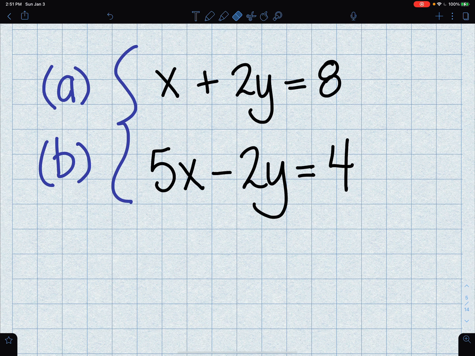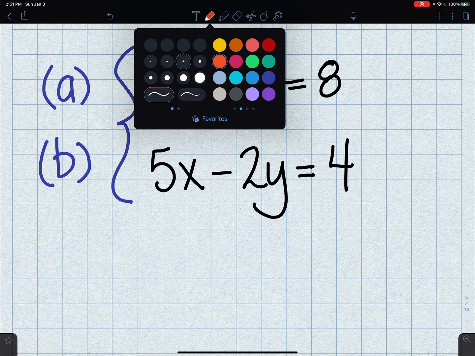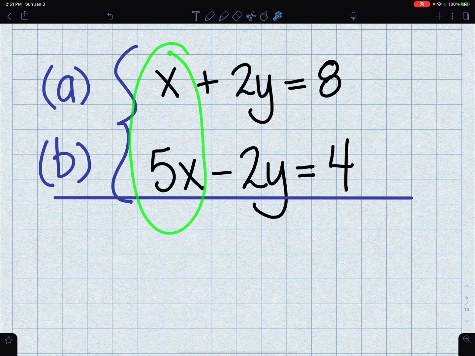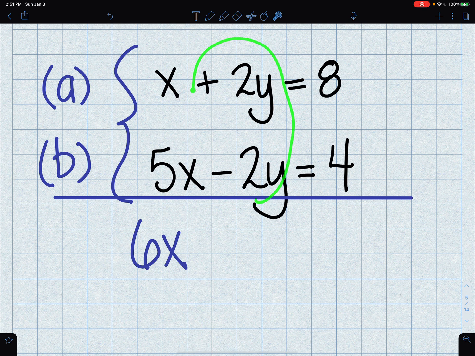So what you can basically do is add these whole two equations together. They're written in a way so that they're on top of each other, and you can just add them top to bottom. And that's why it works. It's because you're adding the same thing to both sides of the equation. So we're going to add it top to bottom. We're going to add x plus 5x, and we get 6x. Then we're going to add 2y minus 2y, and that basically cancels out. You've got nothing there. So then you just go equals, and you add 8 plus 4.